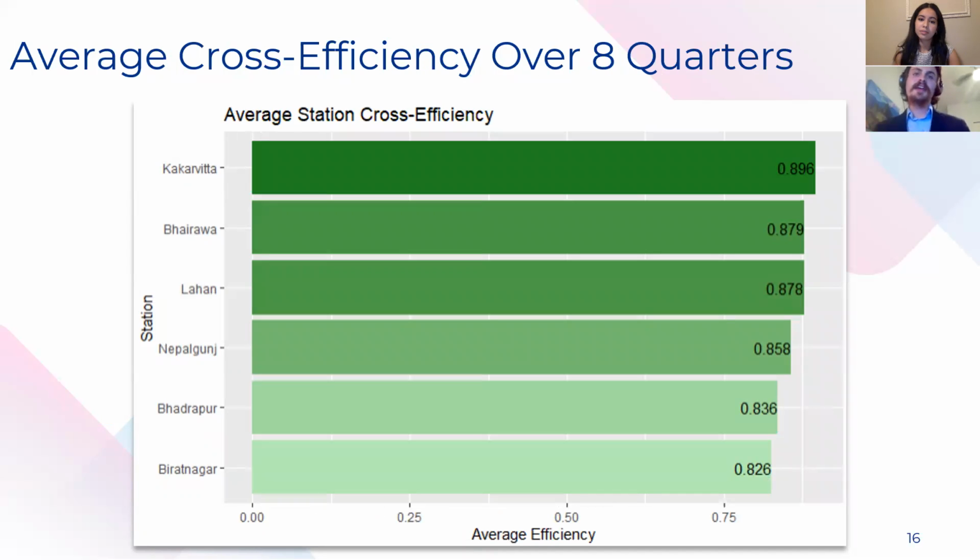This graph, on the other hand, shows a specific ranking of each station relative to one another. This is showing the average cross-efficiency score over the 8 quarters. So in aggregate, you can see which stations were overall the most efficient at producing outputs. This was used as a tactical guide to show LJI which of their stations they should treat as models and which can use improvement. This directly supported their desire to share best practices between stations.